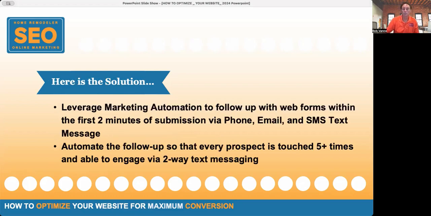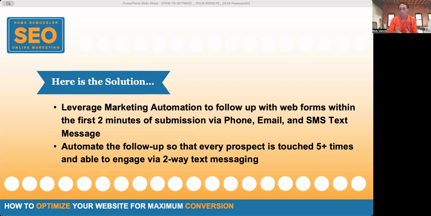And so the solution for better sales follow-up is leveraging marketing automation to make sure that every single web form on your website, or every missed call, gets followed up within 2 minutes or less, and they get followed up via phone, email, text message. The key is making sure that you automate the follow-up so that every prospect gets touched at least 5 times, probably more. Show them that you're able to engage with them via two-way text, because we know that 98% of text messages are opened immediately and 95% are actually responded to. Those are huge stats. I can't put enough emphasis on those.